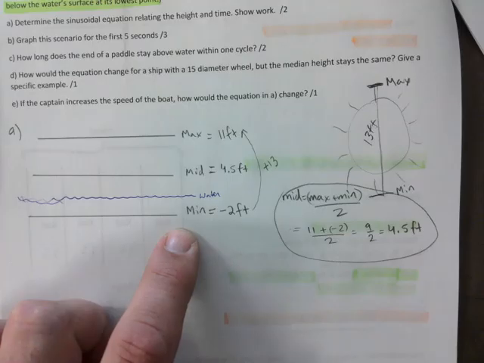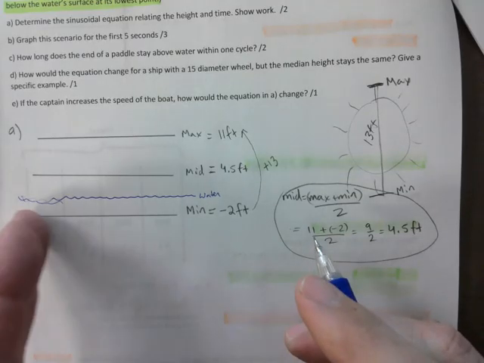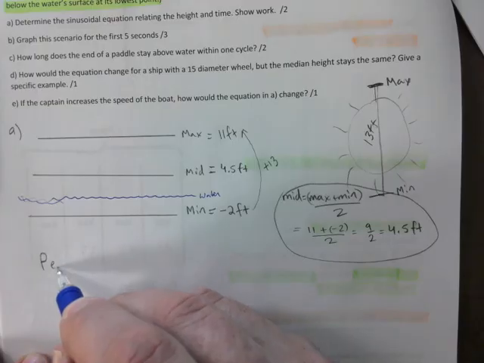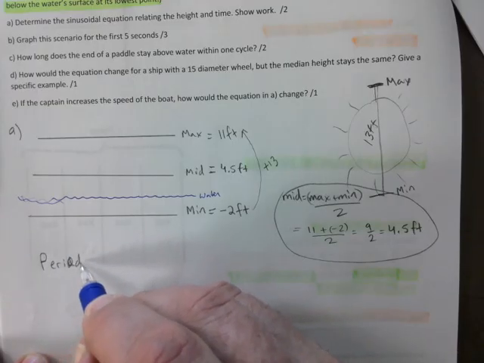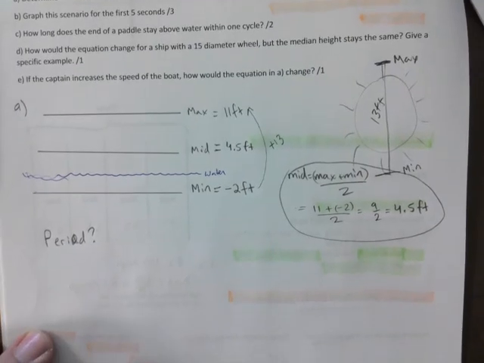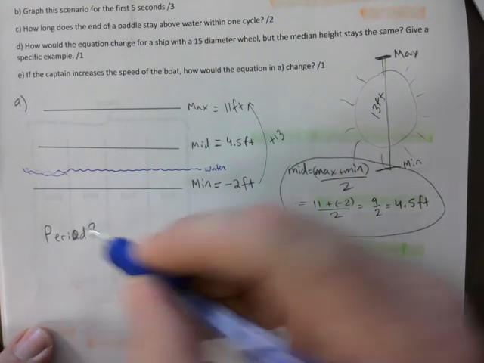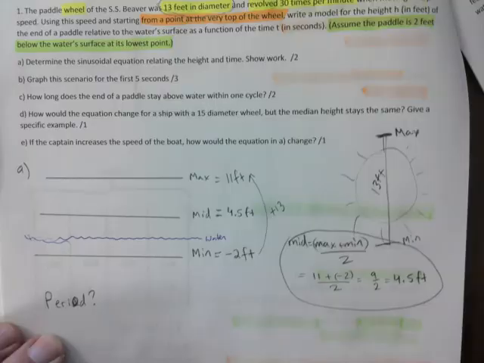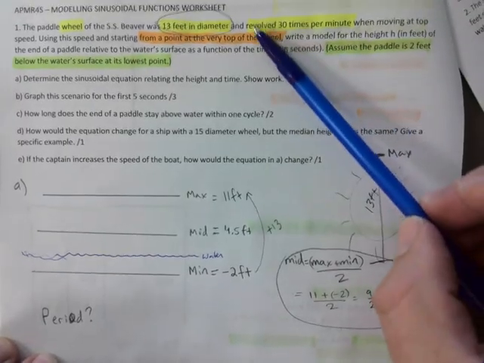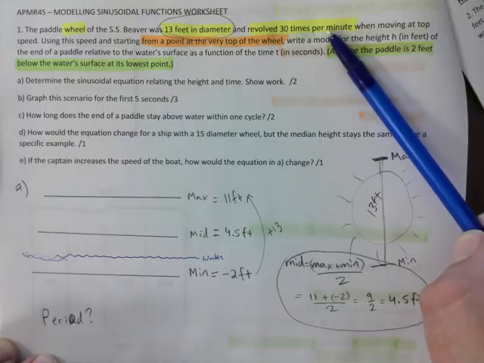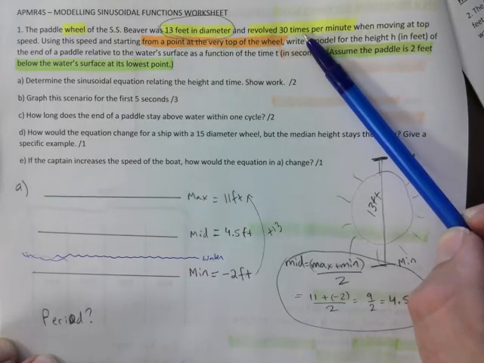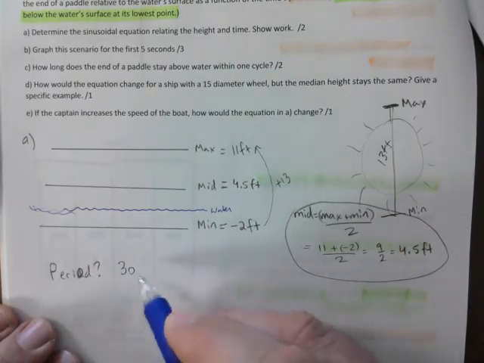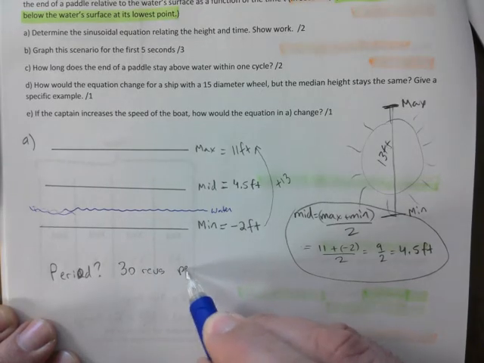So what's our period here? Because now we need to focus on sideways, the period. Where would you find the period in the statement up here? It would have to do with the revolutions, right? 30 times per minute. That's how fast this thing is spinning. So 30 revs per minute.